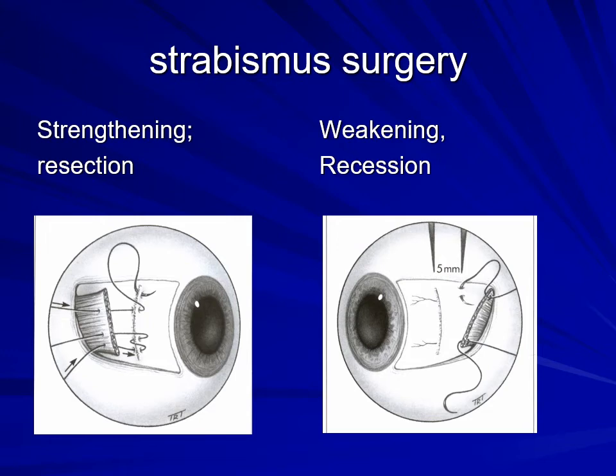In weakening procedure, we separate the insertion from its original line and get it back according to the angle of squint. Here we get it back 5 millimeters away from the original insertion, so the muscle is relaxed between the origin and the insertion, so its strength is decreased.